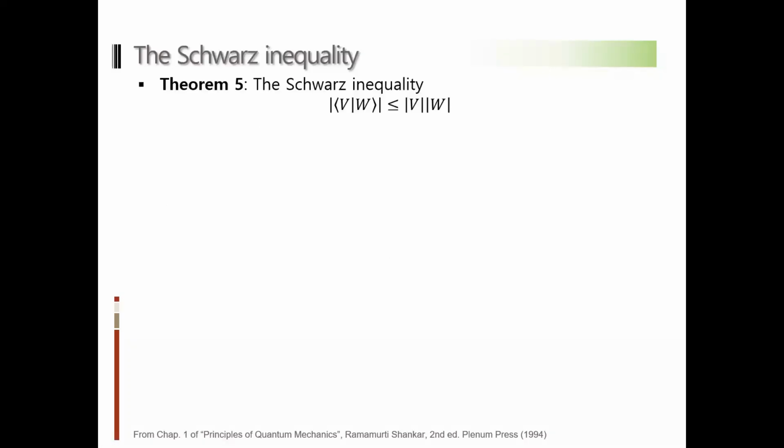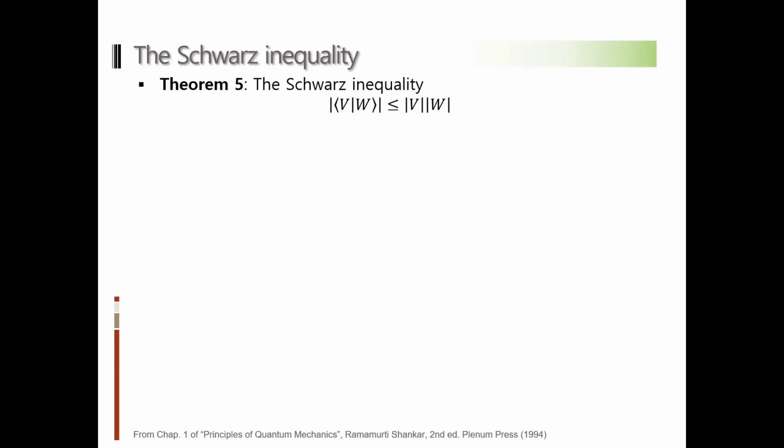In linear algebra, there are many interesting theorems which can be derived from only a few basic properties of the linear vector space. And one of the famous theorems is the Schwarz inequality. I'm sure that most of you already learned the Schwarz inequality in the previous linear algebra class. But let me just derive this result using the bracket notation. So this will be a good exercise for the bracket notation.